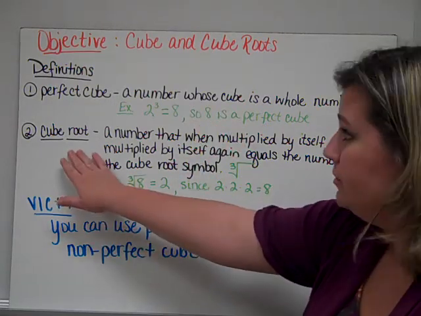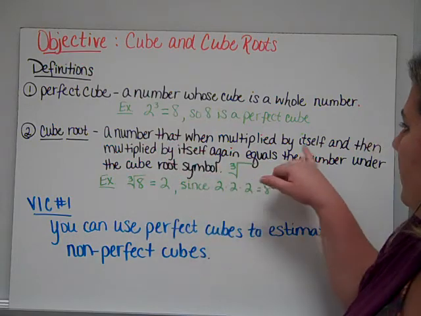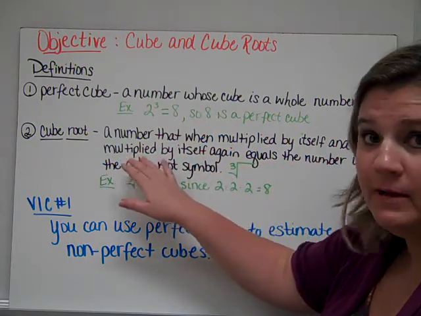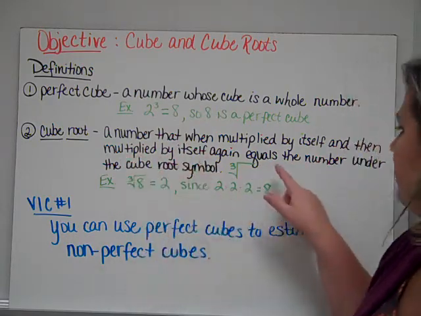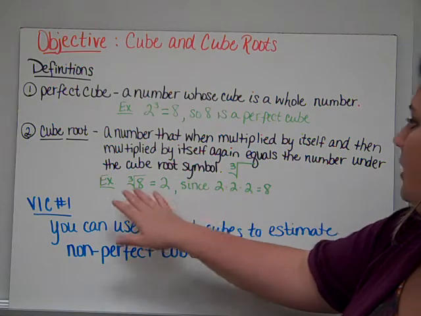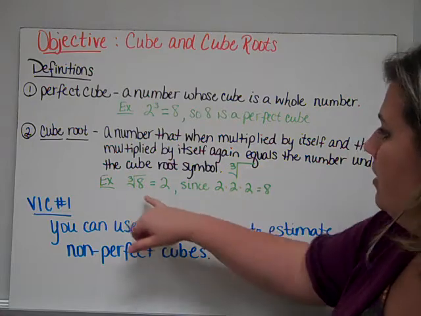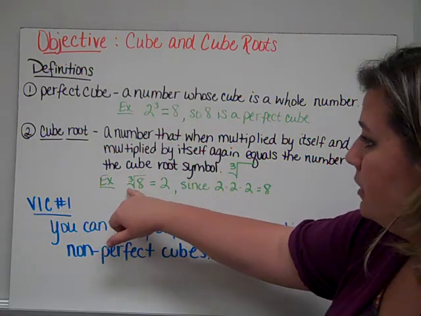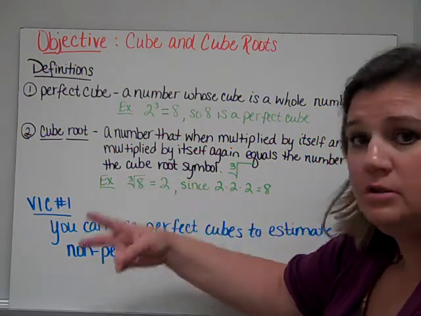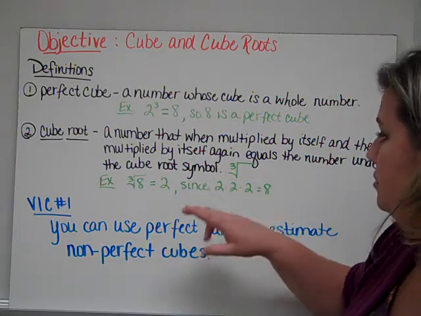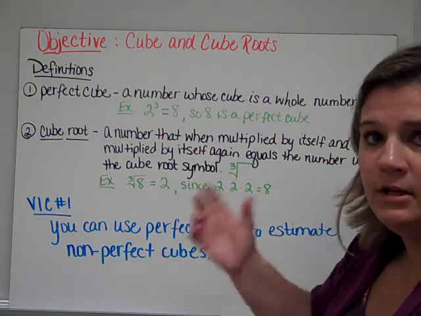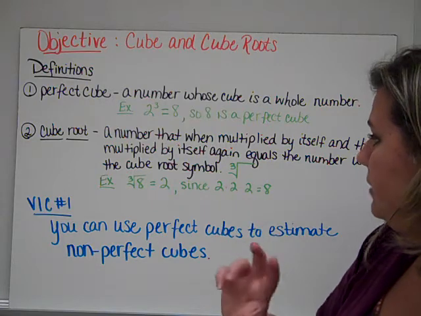A cube root is a number that when multiplied by itself and then multiplied by itself again equals the same number under the cube root symbol. And this is our cube root symbol. So for example, the cube root of 8 equals 2, since we know that 2 times 2 times 2 is 8. So it goes back and forth.